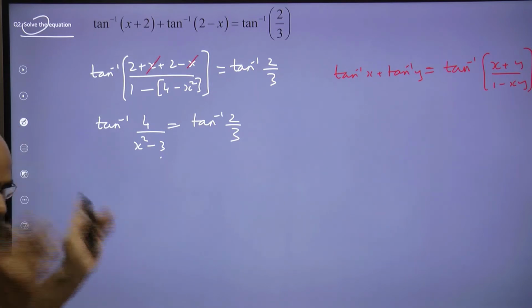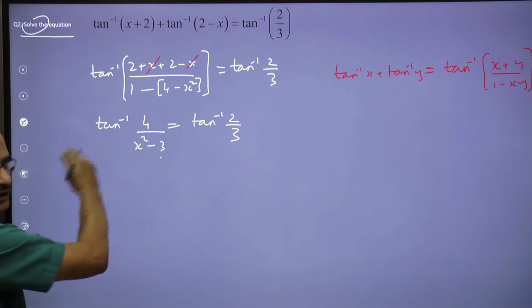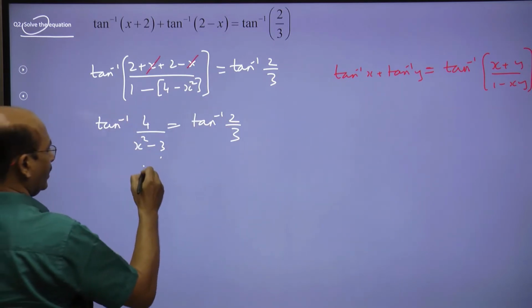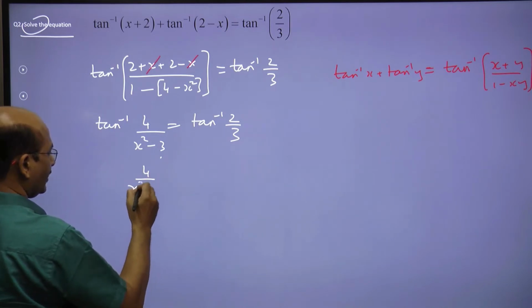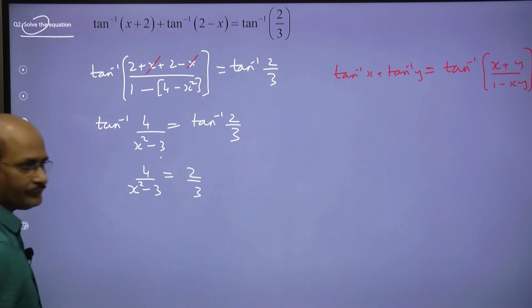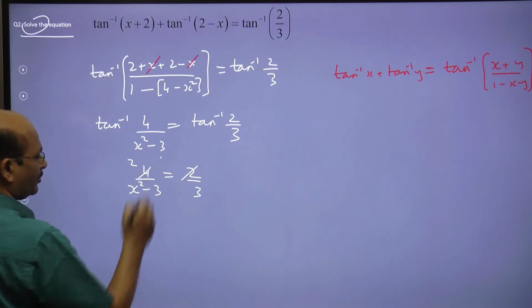So I try to change both sides into the same inverse ratio. By the concept of equality, I can say 4 upon x square minus 3 is equal to 2 upon 3. You can simplify this as easily as possible. This will become 2.